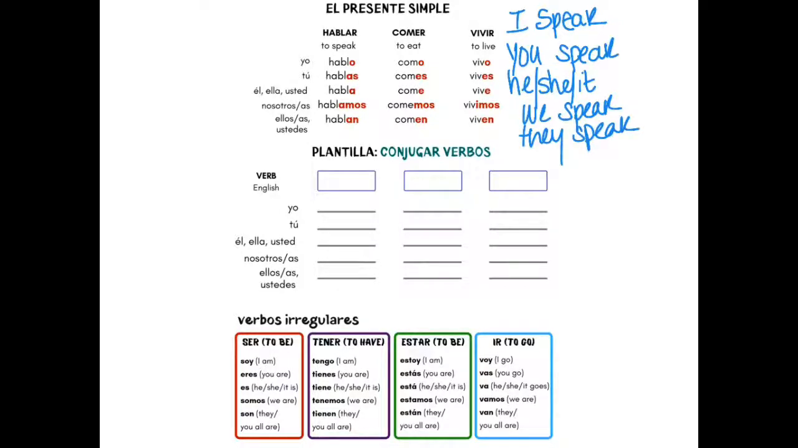the same order, I'm only going to have one change right here in the third person singular. I speak, you speak, he, she, or it speaks. That little s right there is verb conjugation. We are changing the verb so that it matches the person that's doing the action. It matches the subject. We speak, they speak.